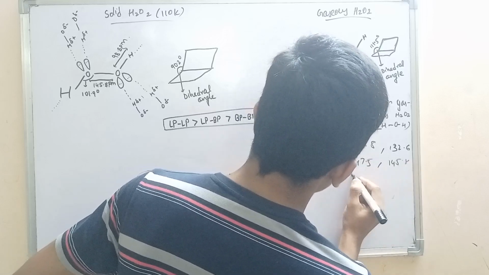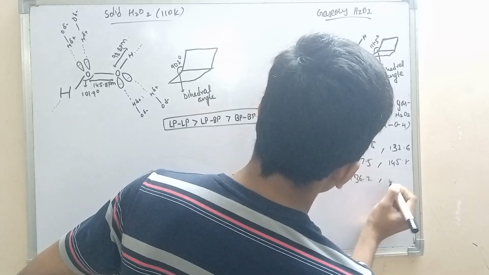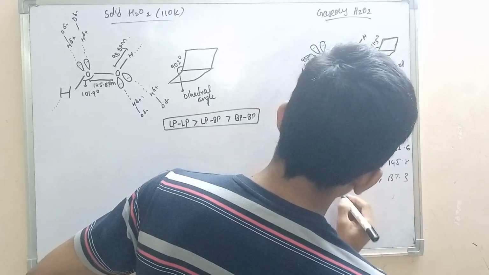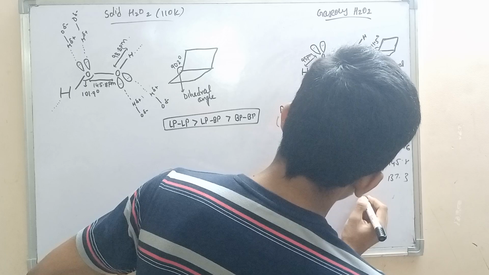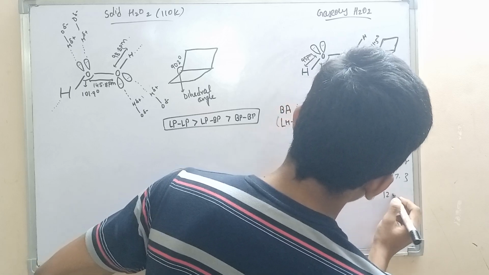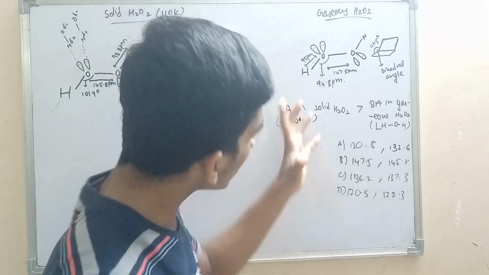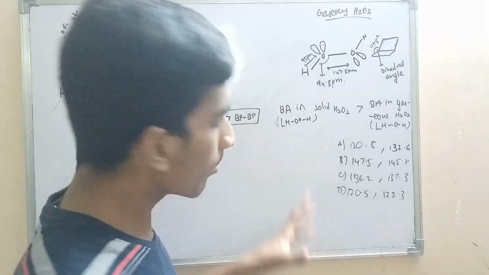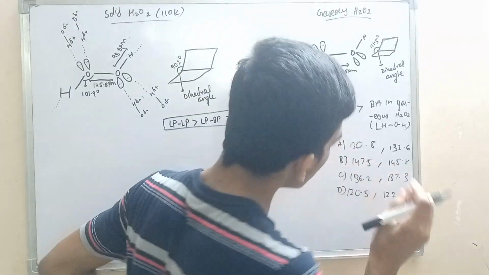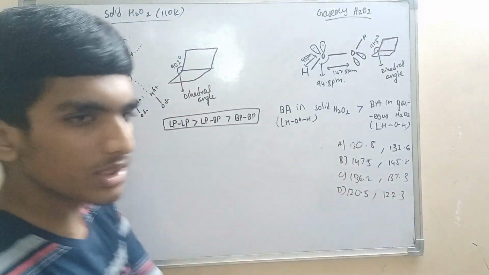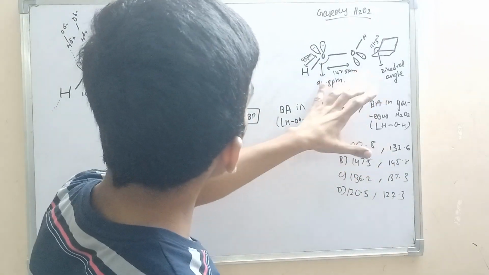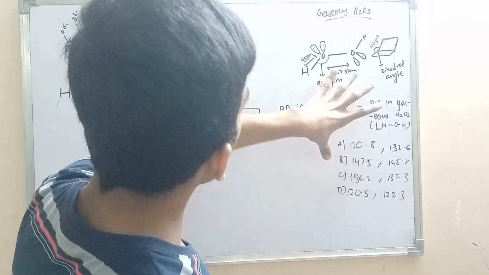145.8, 136.2, 137.3, 120.5, 122.3. These are some bond angles. Don't say it will always come like this, but after seeing this, remember the reason. Whatever is given in the bond lengths, no problem.